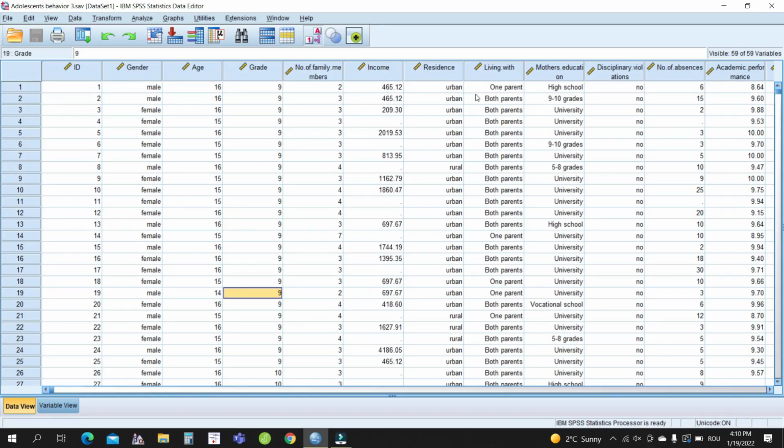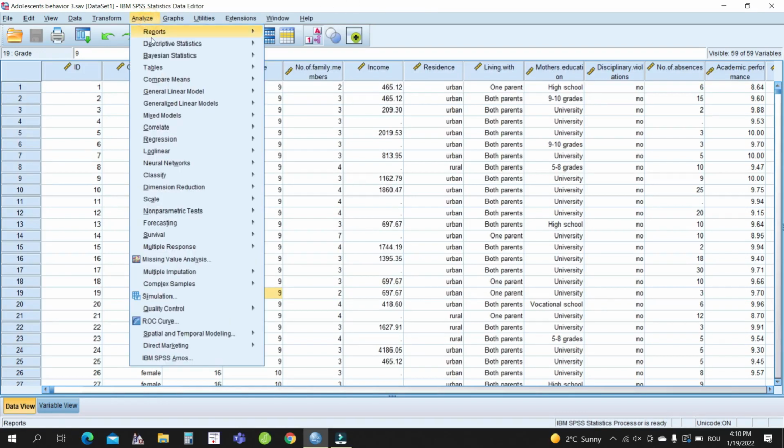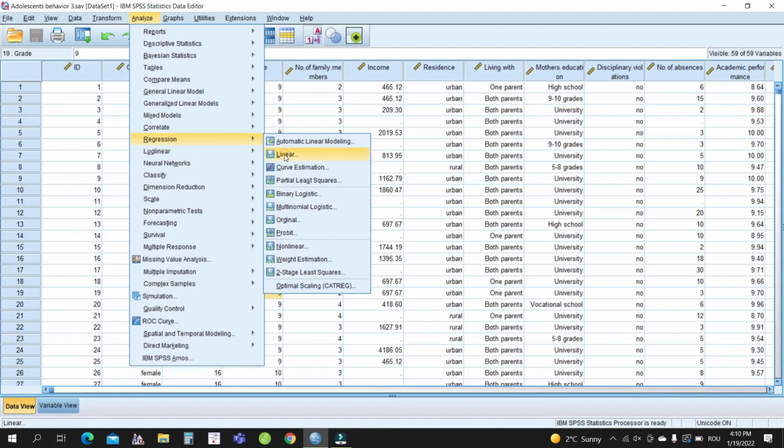So, let's begin. The objective of our analysis will be to find out if the linear model composed of income, academic performance, self-esteem and well-being significantly predicts the involvement in non-formal activities with colleagues, and which is the predictive value for each predictor. I will select Analyze, Regression, Linear.